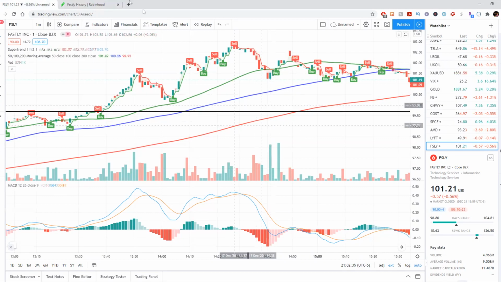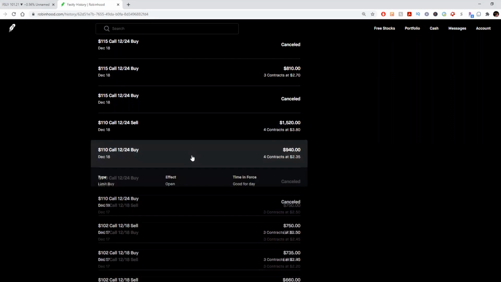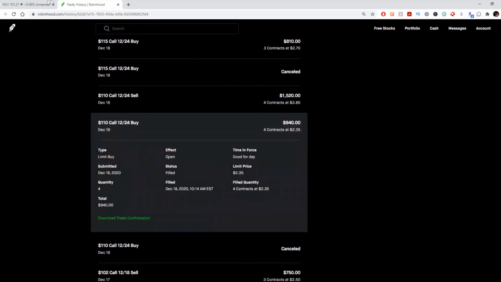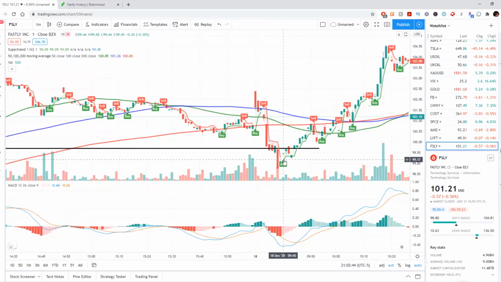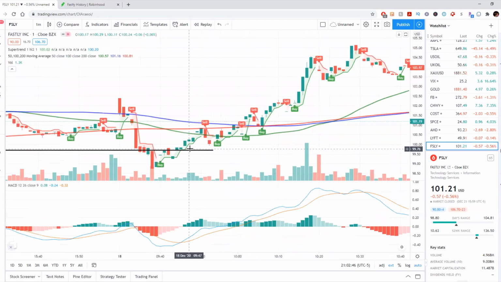But the next day on December 18th, the very first trade that you see here is on December 18th at 10:14 a.m. So if I move to December 18th here, I'll zoom in a little.